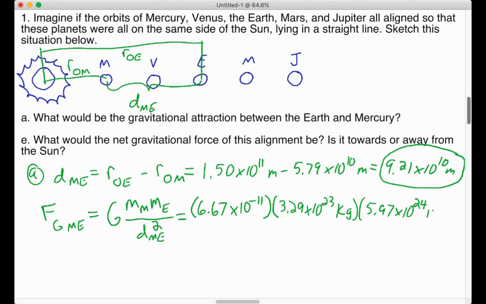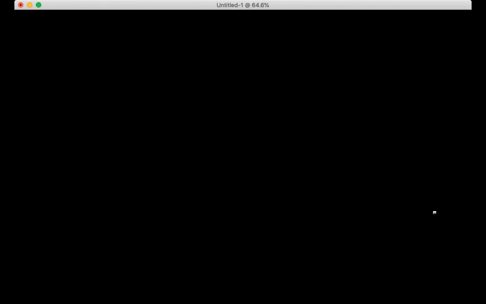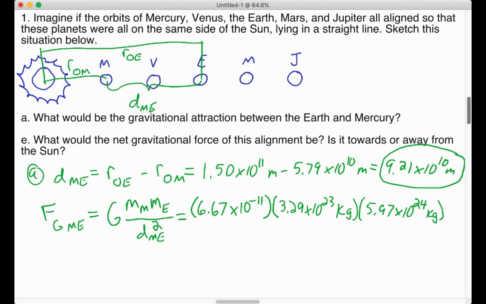And I've written it, and I'm just waiting for the computer to catch up. Not kilometers, kilograms. And all of this, all right, that'll do. All of this divided by this distance that we just figured out, 9.21 times 10 to the 10th meters, and this quantity gets squared.